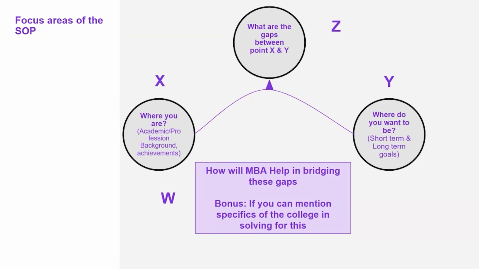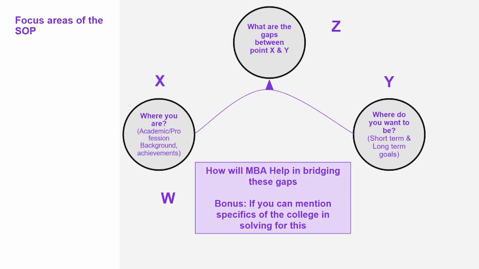Where is it that you want to be? That is your position Y. So you are at X, where you are currently, and you want to get to some position in the short term and obviously in the long term. So you should have some short term goals and some long term goals. So how do you get from X to Y? What are the gaps between point X and Y? That is the actual answer to that.